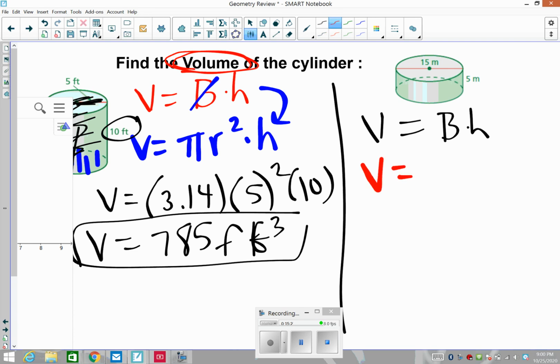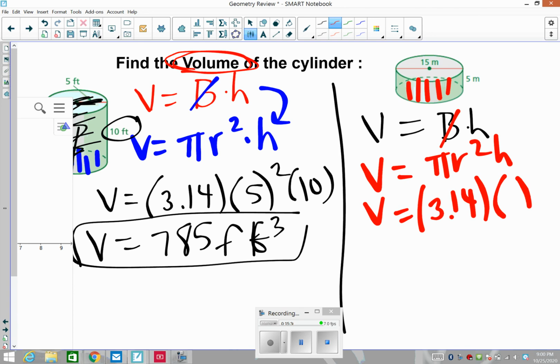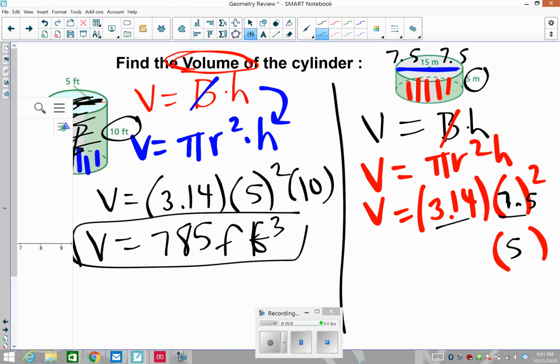So we have volume is area of the base, which is pi r squared, times height. So volume then would be 3.14 times the radius squared times height. I ran out of space there. But the diameter is this whole piece, which is 15. So the radius would be half of that, which is 7.5. So the radius is 7.5, and the height is 5. So pi r squared times height. We're going to type that all in.